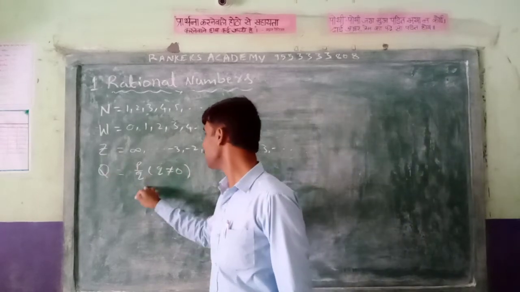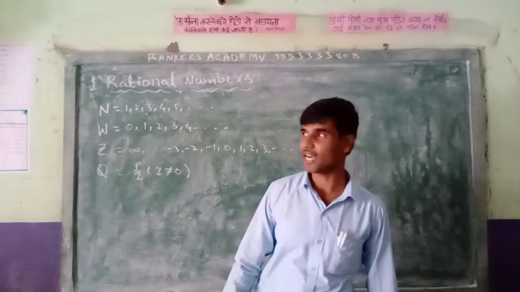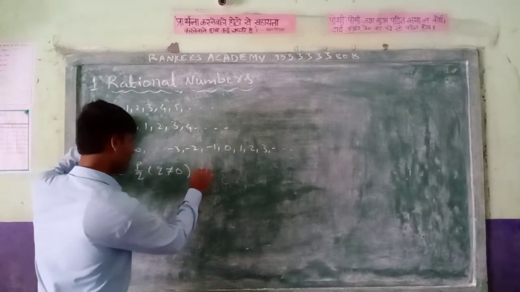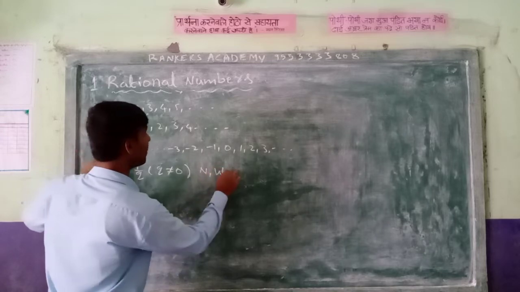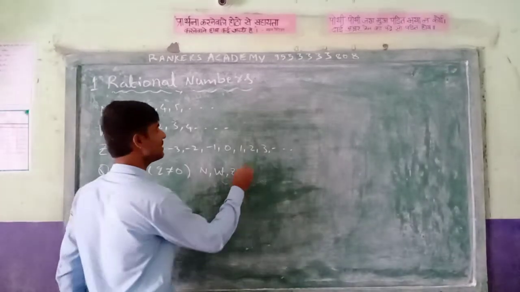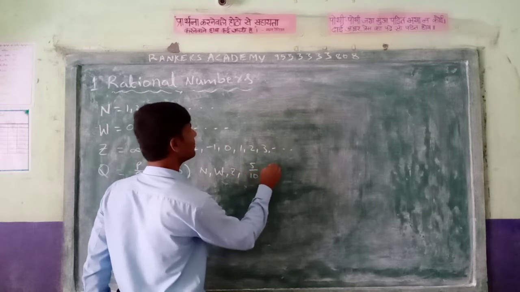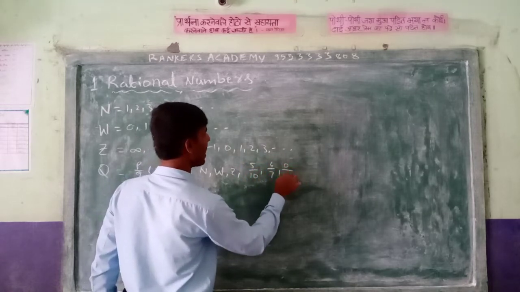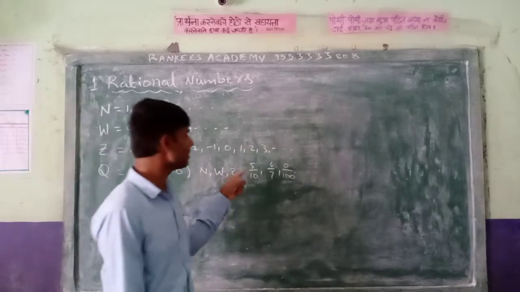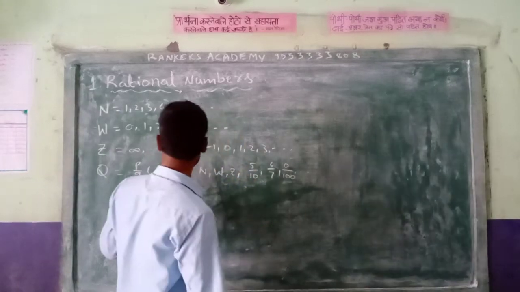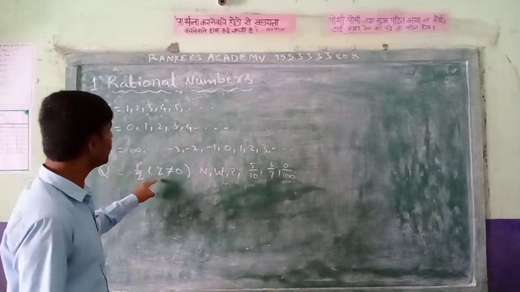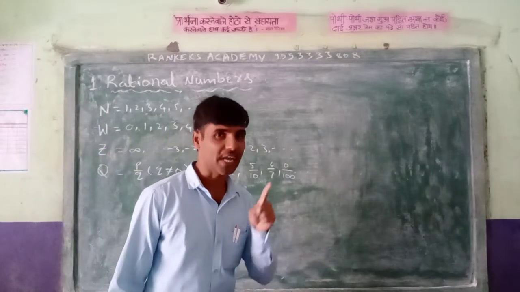Q equals p by q, q not equal to 0. What does this mean? In this set we have natural numbers, whole numbers and integers, and what is extra? Fractional numbers like 5 by 10, 6 by 7, 0 by 100 and so on. Fractional numbers are also rational numbers. So any number that we can write in the form p by q, q not equal to 0, is called a rational number.